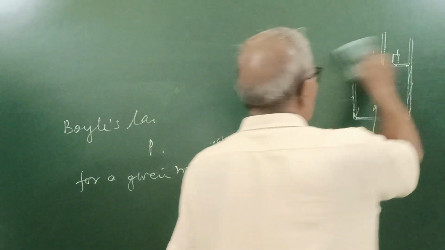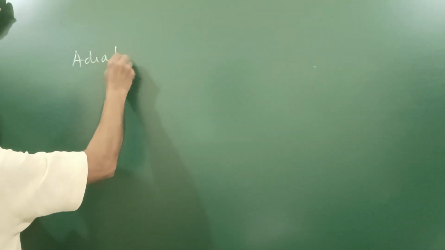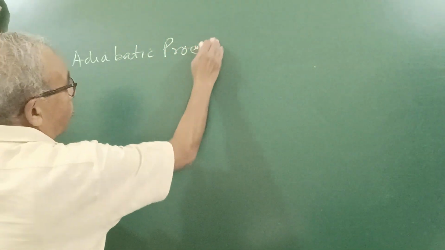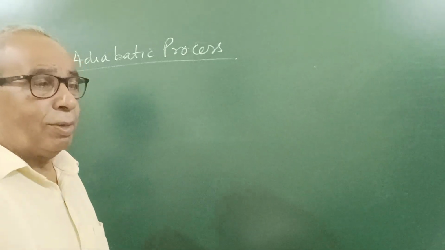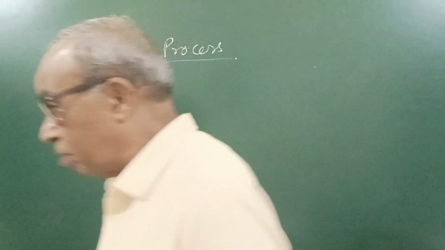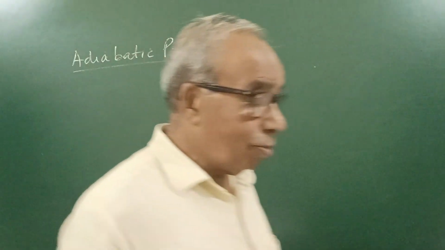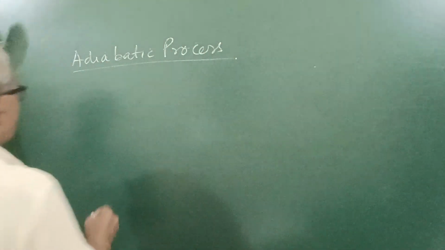Now I come to adiabatic process. To understand thermodynamics, it is very important to understand the meaning of adiabatic and isothermal and the condition under which they can take place and how the variables of thermal system change under these. So what is adiabatic process?